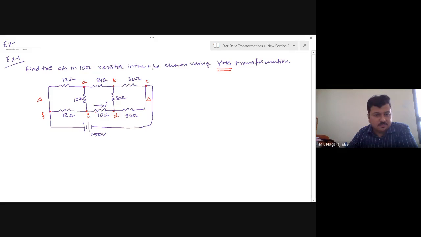I will not touch the middle loop because my middle loop has the load resistance of 10 ohm across which I have to find the current. If I touch the middle loop, then my 10 ohm will get consumed and I don't get it back. So this branch, ED branch, should be intact till the end of the solution. Now you can observe these two terminals are the same, these two terminals are the same. It means I have a delta connected network of 12 ohm, 12 ohm, 12 ohm. Equivalently, I can get a star.